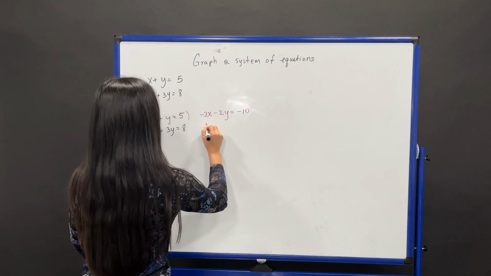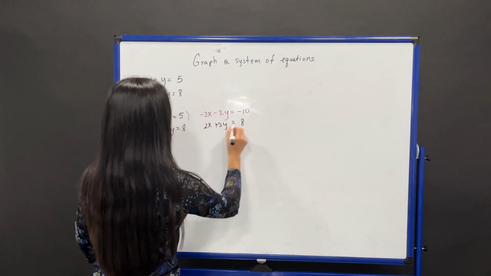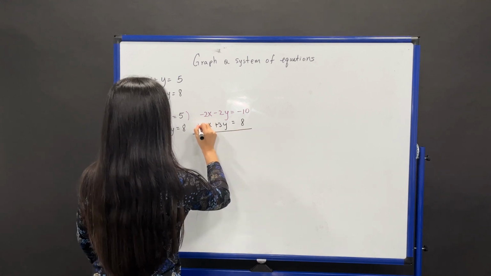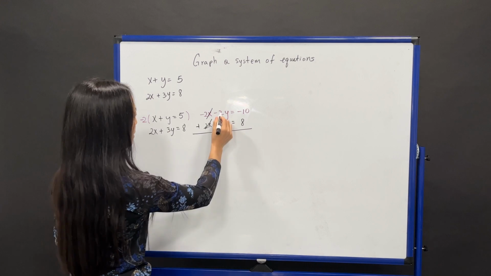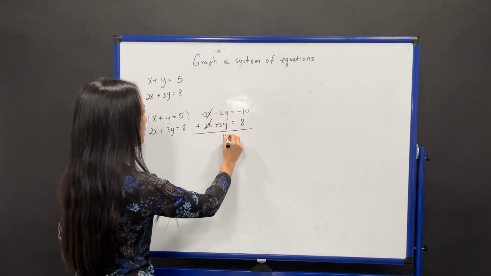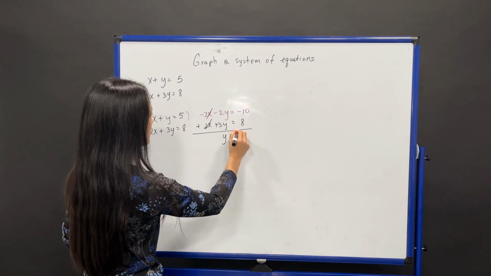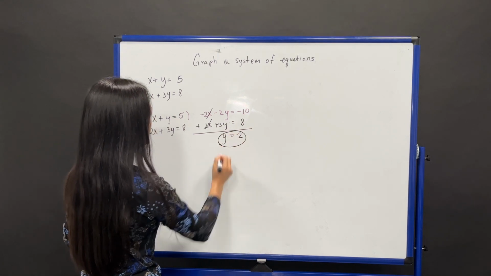I'm going to write this equation underneath it. And now we're going to add these two equations together. -2x and 2x are going to cancel. -2y plus 3y is going to give us y. -10 plus 8 is -2. And we get y is equal to -2.